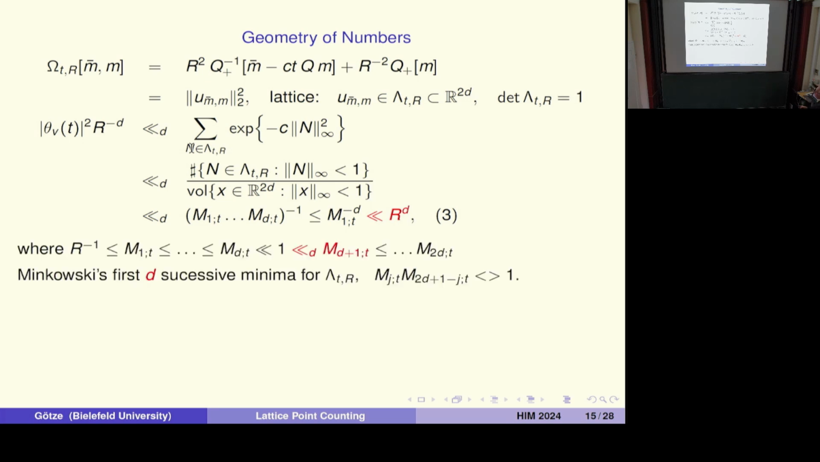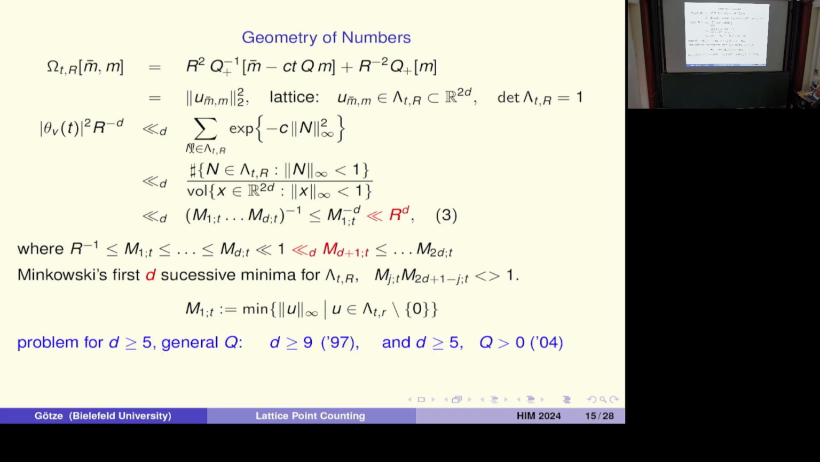So these are the first d successive Minkowski minima, and since we have some nice duality in this lattice, there is a duality between the j-th and the 2d plus 1 minus j-th Minkowski minimum. So M1, we come back to that, is just the length of the smallest non-zero vector in this lattice. And what you have to do now is quite clear.